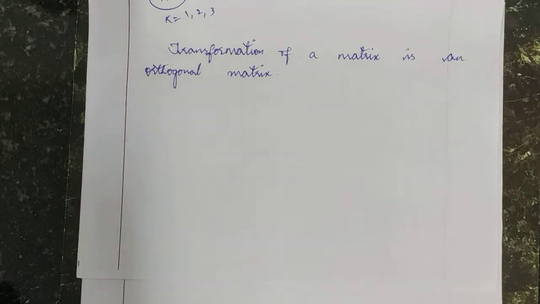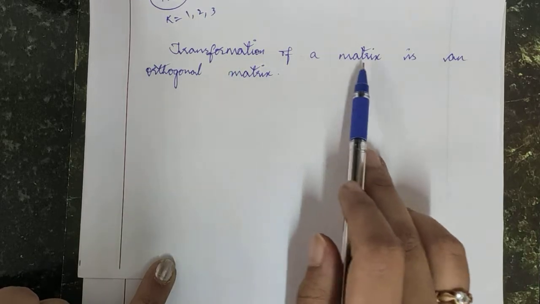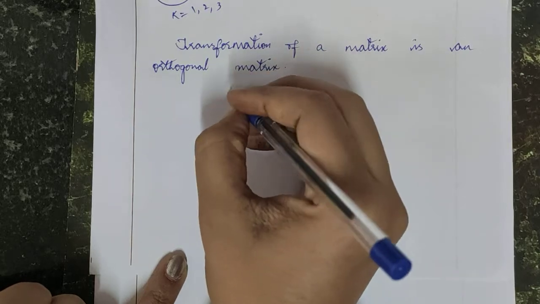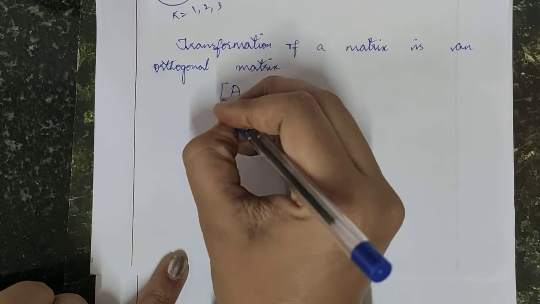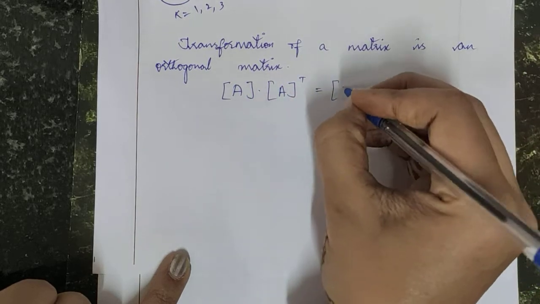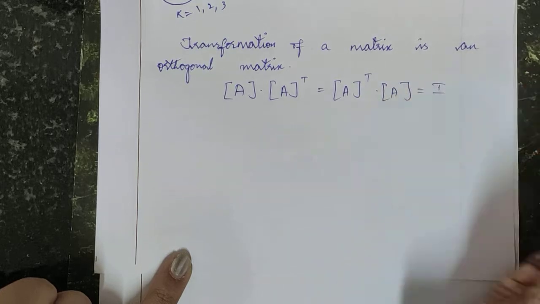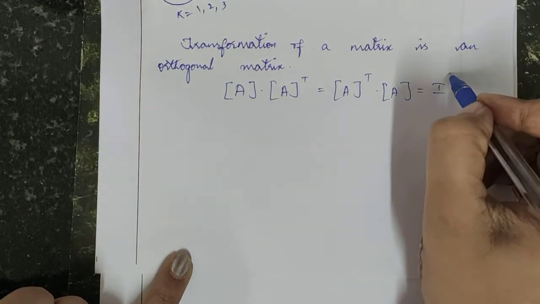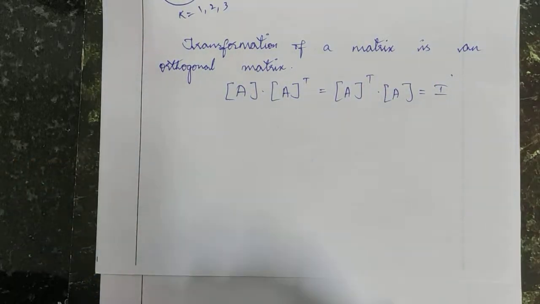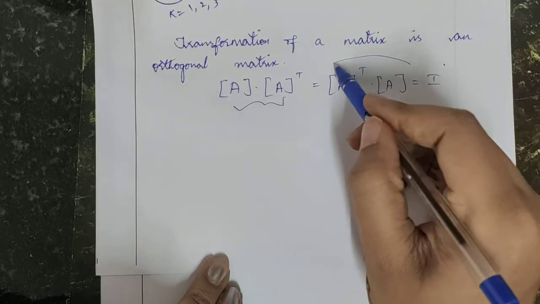Hello dear students. In the previous session we discussed the topic of transformation of a matrix being an orthogonal matrix. That is, if I consider a matrix A, then A times A transpose should be equal to A transpose times A, which is equal to the identity matrix. This is what we say: the transformation of a matrix is an orthogonal matrix. I have proved this part and gave an assignment for this part.